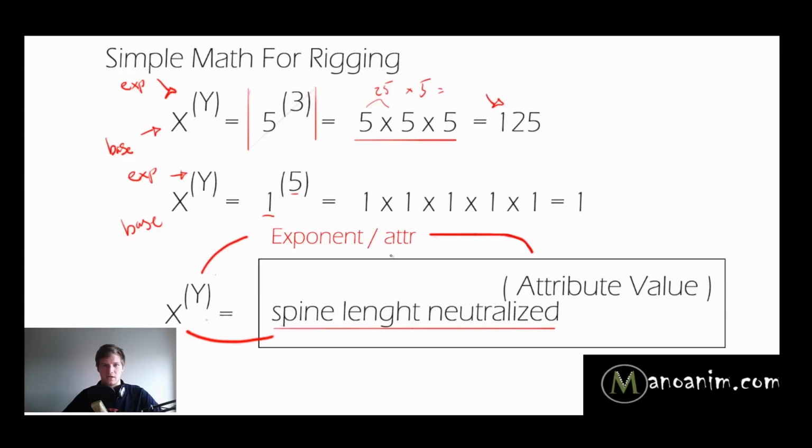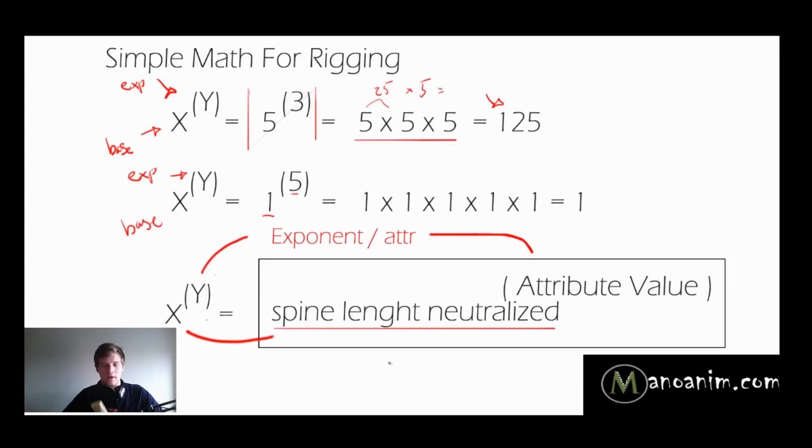So this will always be equal to 1 when it's neutralized, right? Because we usually take the length of our spine and divide it with itself, so that's equal to 1. So if the spine is 2 divided by 2, it's equal to 1, right? Or if the length is 10 divided by 10, it's equal to 1.